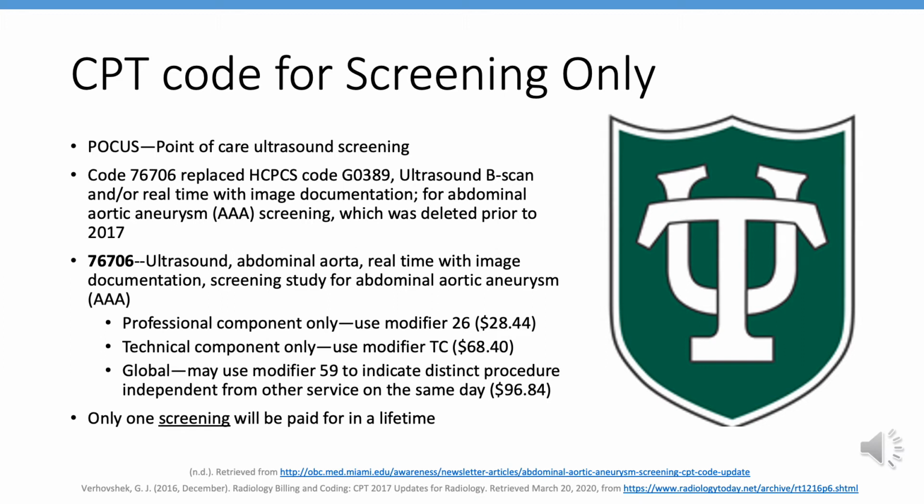If you're coding for this in the office and you're just coding for the professional component only, you use a modifier 26. If you're just charging for the technical component, which means you did the study, but you're not providing a report, then you use modifier TC. If you're performing the test and providing a report both, that would be a global fee, which may or may not need a modifier 59 code.